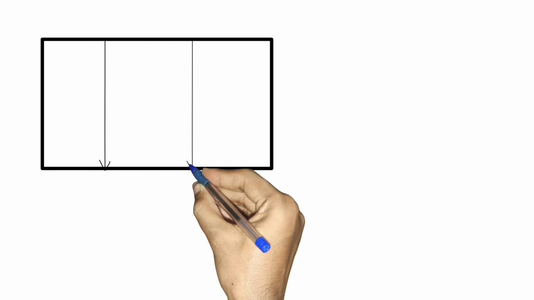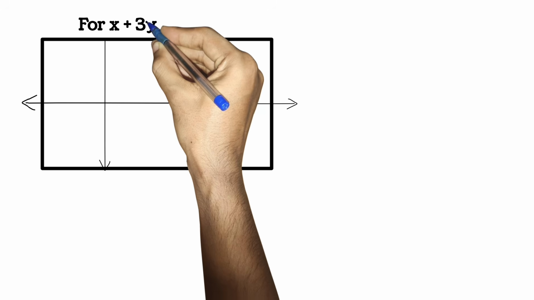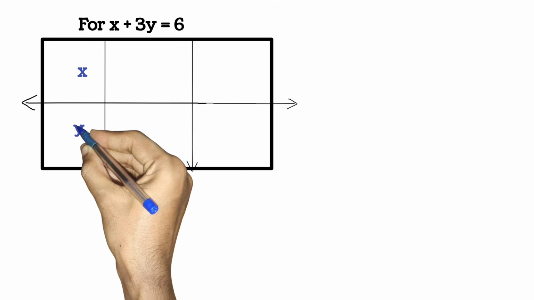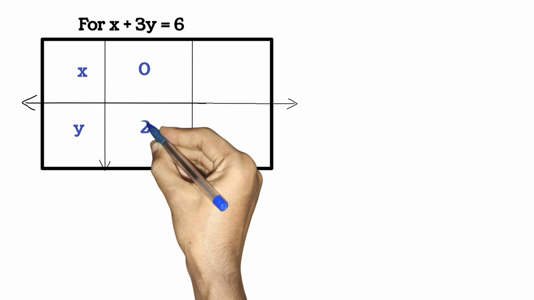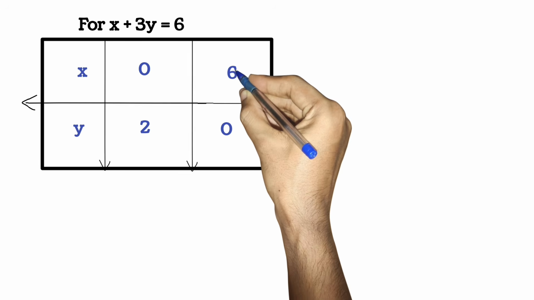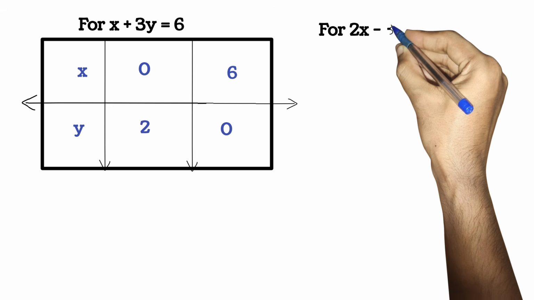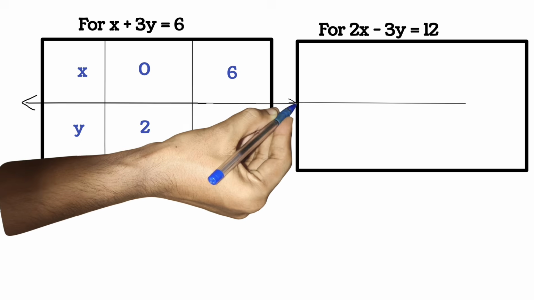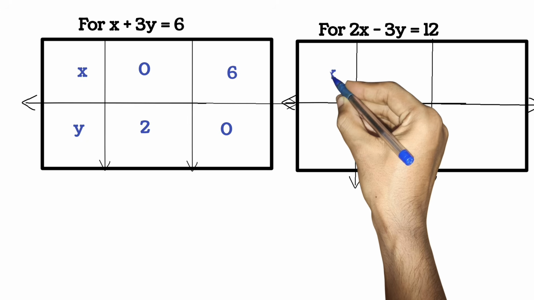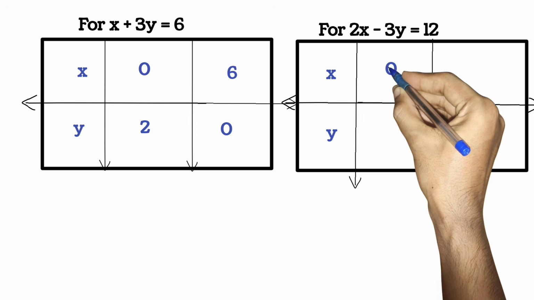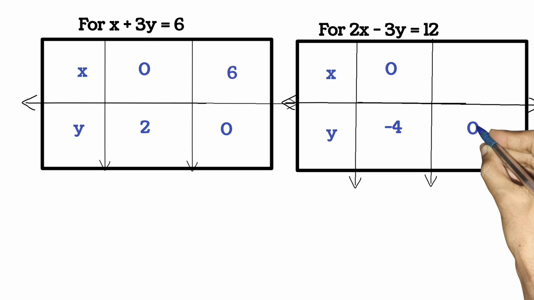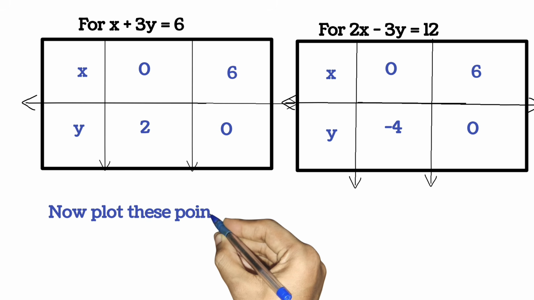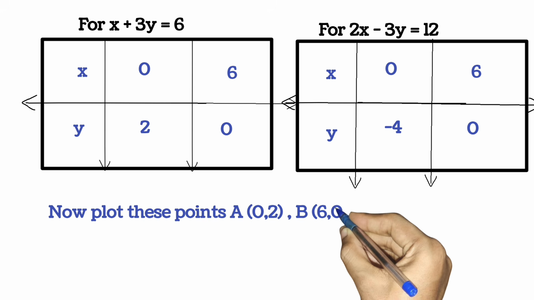Now make a table for the equation x plus 3y equal to 6. Now we write x and y. If we take x equal to 0, then we get y equal to 2. If we take y equal to 0, then x equal to 6. Similarly, for 2x minus 3y equal to 12, we make a table and write x and y. If we take x equal to 0, then we get the value of y is minus 4. If we take y equal to 0, then we get x equal to 6.